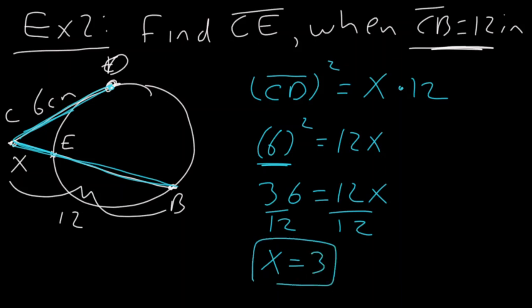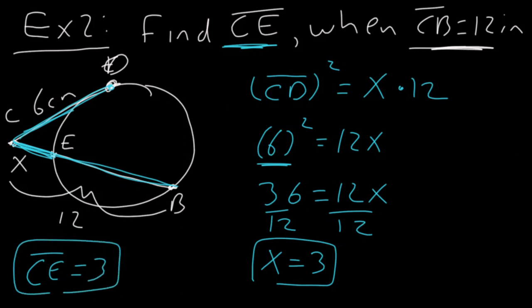So in this problem, we're asking, what is the measure of CE? I go back here to CE. CE is simply X. We know that CE is just going to equal 3.